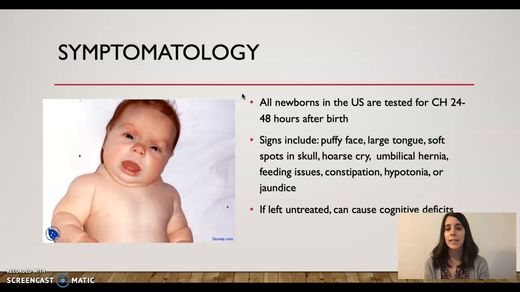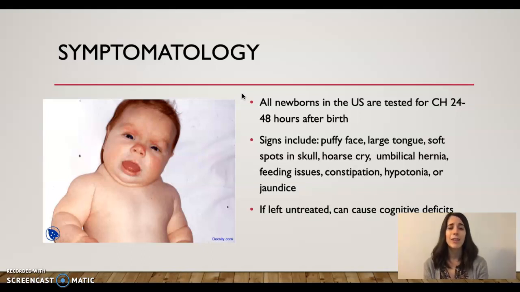Some of the signs, as you can see on the little baby on the left, include a puffy face, a large swollen tongue, and soft spots in the skull, which, I mean, all newborns have soft spots in the skull, so that's a little vague. Others include a hoarse cry, an umbilical hernia, some feeding issues, constipation, hypotonia, or jaundice.